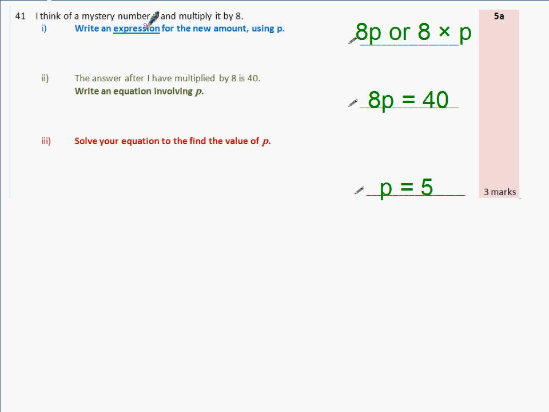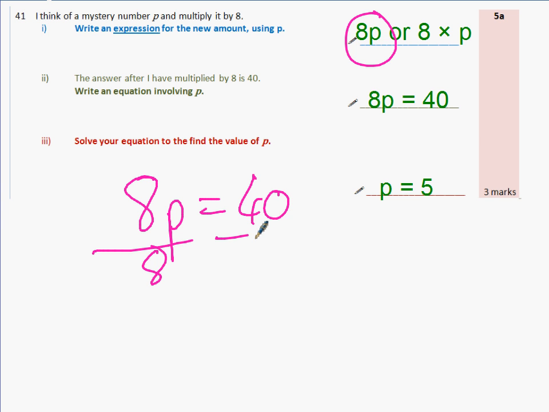41. Think of a mystery number, p, and multiply it by 8. Write an expression. So here's p, times it by 8. You could write p times 8, you could write 8p, you could write 8 times p. This is the preferred one. The answer, after I've multiplied by 8, is 40. Write an equation. Great. 8p equals 40. Easy. Solve your equation to find the value of p. If you know that 8p equals 40, you can divide both sides by 8, and you get p equals 5.